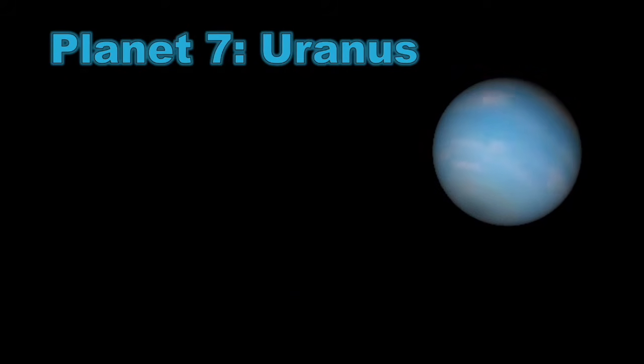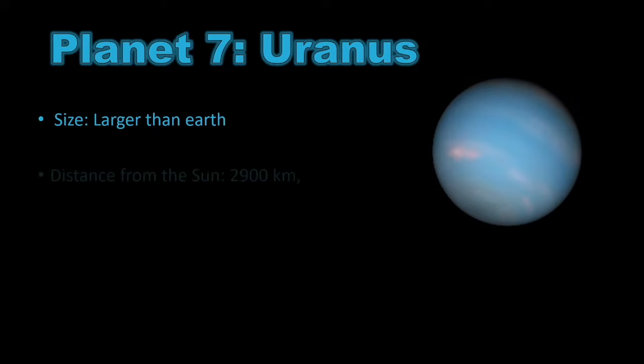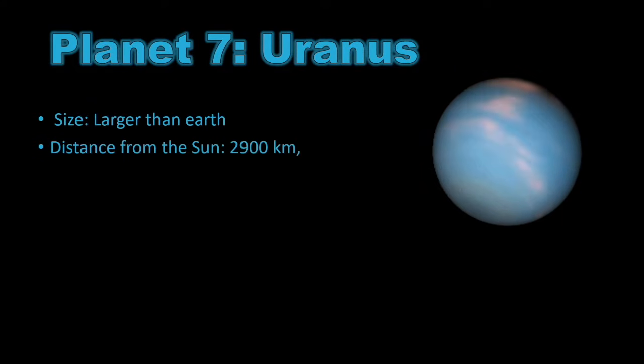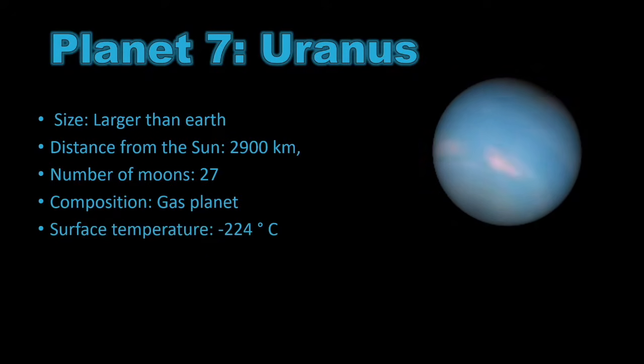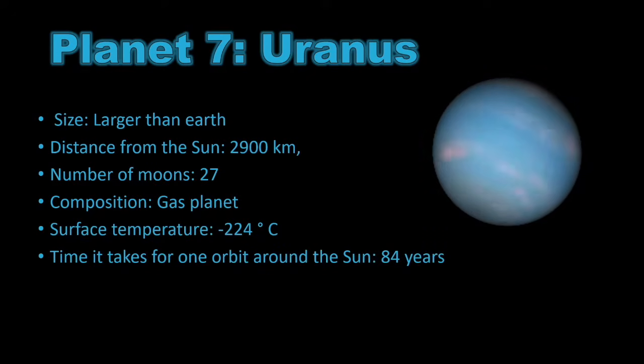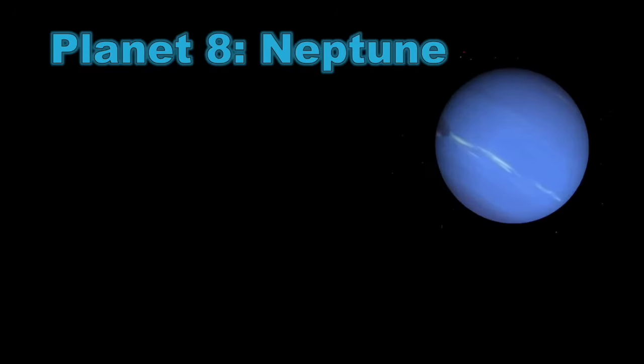Then the last planet is Uranus. Sorry, that's not our last planet. Planet number 7 is larger than Earth again. It's about 2,900 million kilometers away from the Sun. It has 27 moons. It's also a gas planet. Temperatures are about minus 224 degrees, and it takes 84 years to orbit around the Sun.